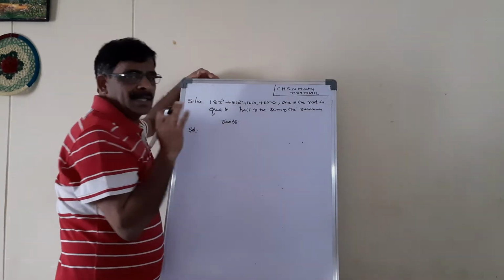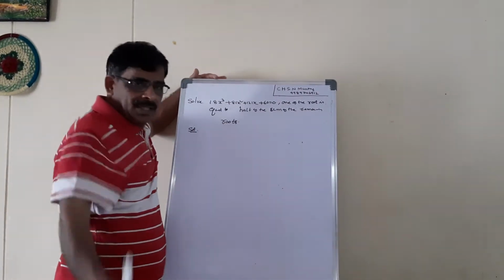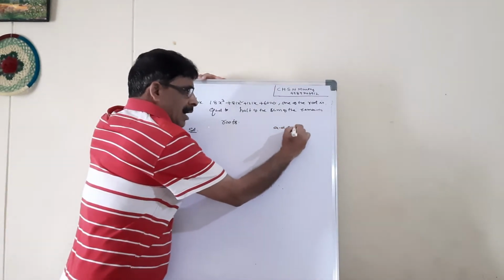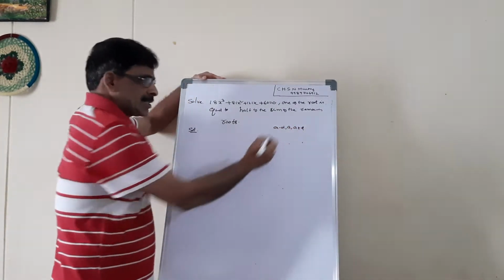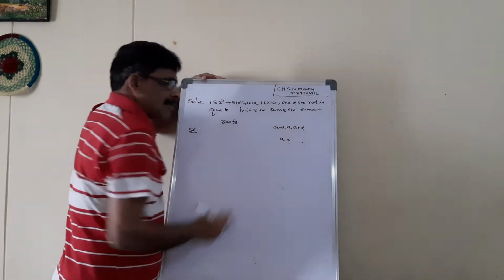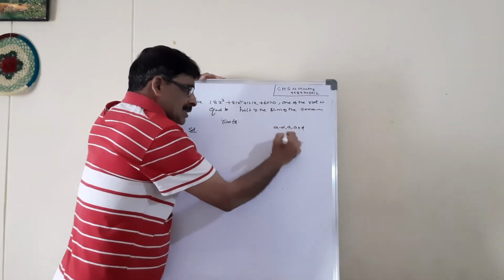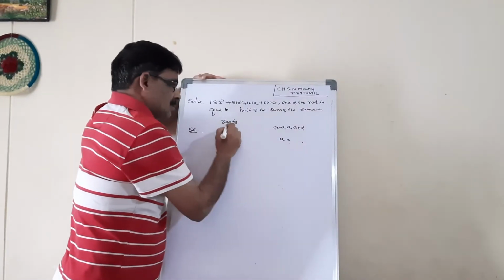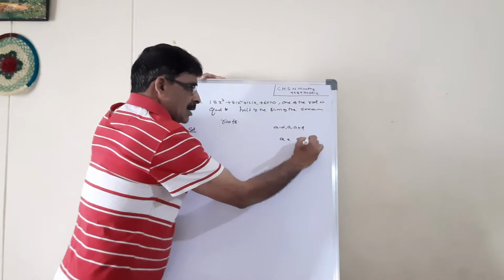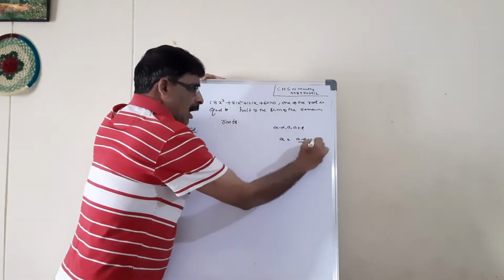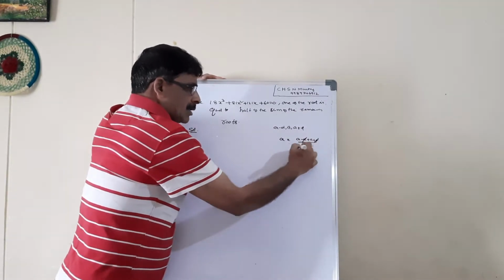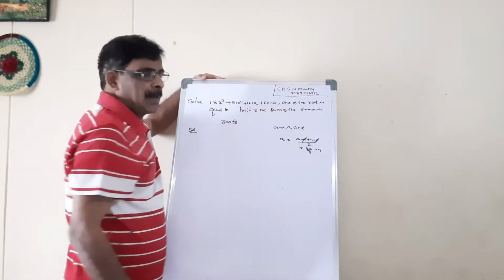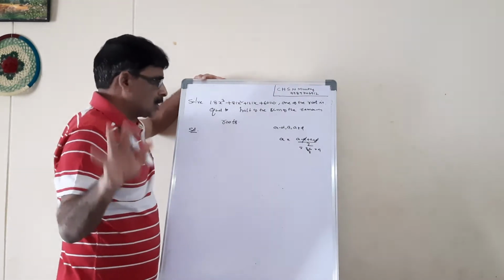This problem is related to arithmetic progression. You can say easily because the roots are a minus d, a, and a plus d. Take one root a. One root is equal to half of the sum of the remaining roots, a minus d plus a plus d. Minus d plus d cancel, 2a by 2 equals a. So this problem is related to arithmetic progression, no doubt.